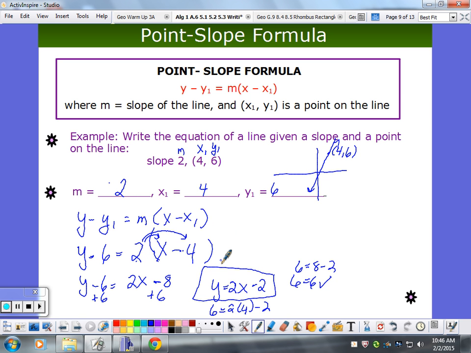Yes, ma'am. Can there be any other solutions? That's a great question. What do you guys think? Can there be any other equations that are going to have a slope of 2 and go through the point (4, 6)? No? This is it, right? This is the only line that goes through (4, 6) with that slope. Because think about it, you would go up to the right one or down to the left one. There's only one line that describes the situation. We've got this point with a slope of 2. So that's it. That's the line.